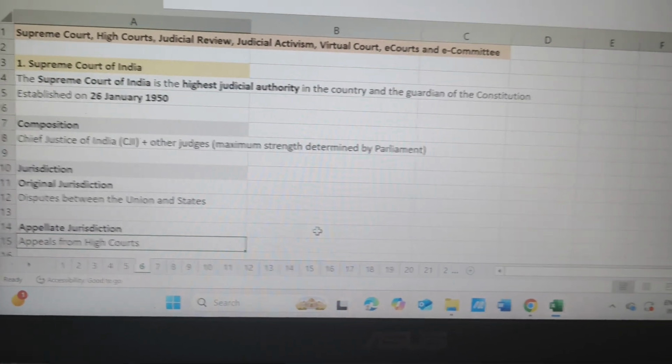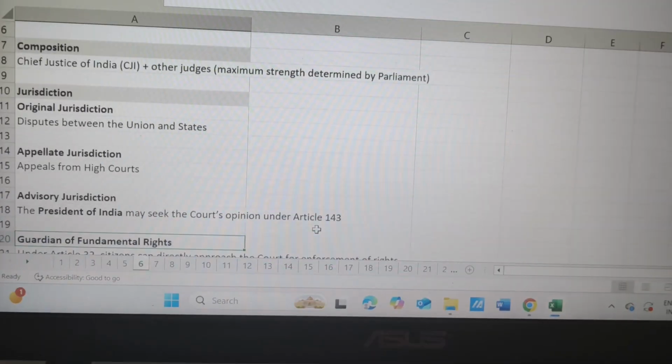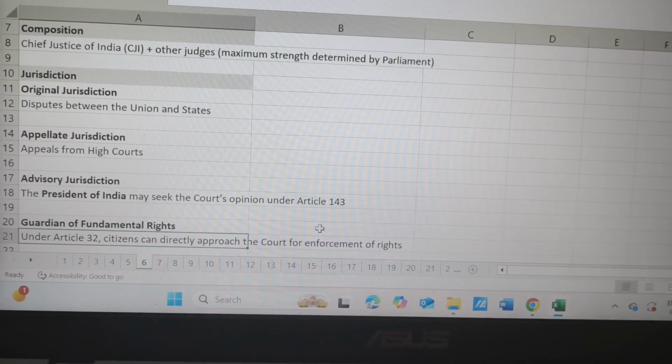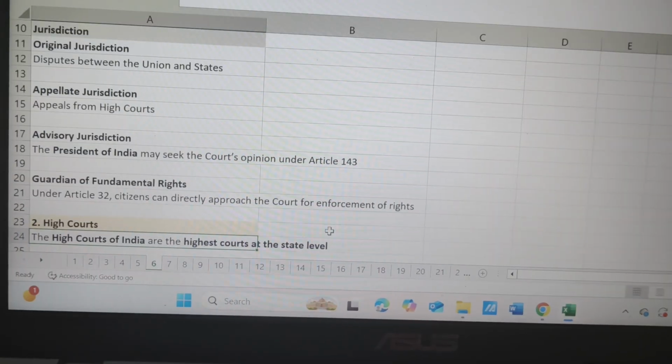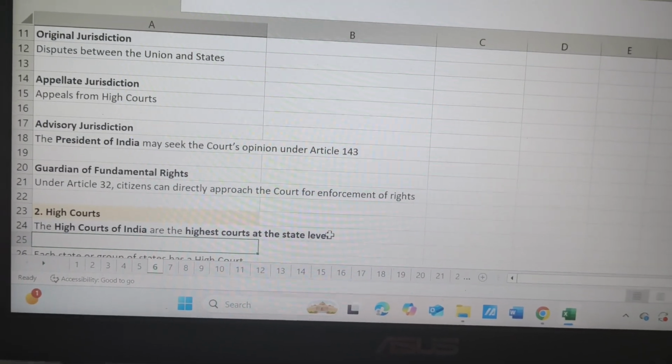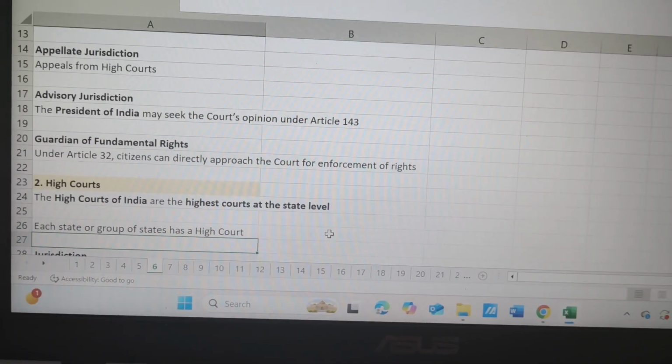Now let us talk about the jurisdiction of Supreme Court. First, original jurisdiction, disputes between the Union and the states. Appellate jurisdiction, appeals from high courts. Advisory jurisdiction, the President of India may seek the court's opinion under Article 143.